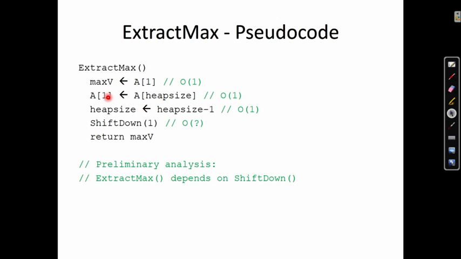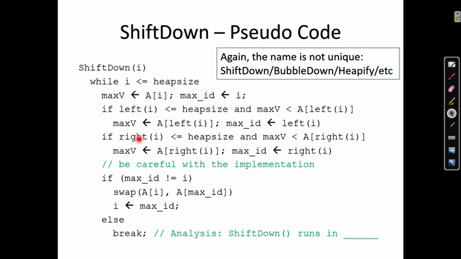And then, if I replace the root with the last leaf, my max property could be violated, right? So now what can I do? I should shift down, I should shift the value down into its correct place. So you do a shift down operation. So how do you do the shift down? In shift down, what you do is this.